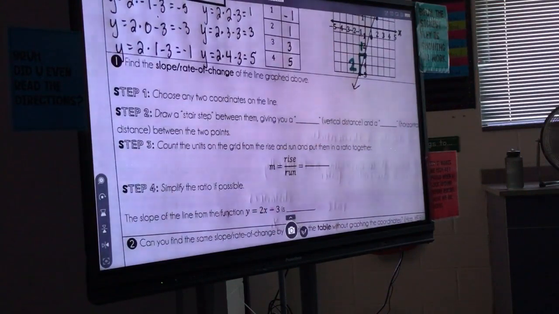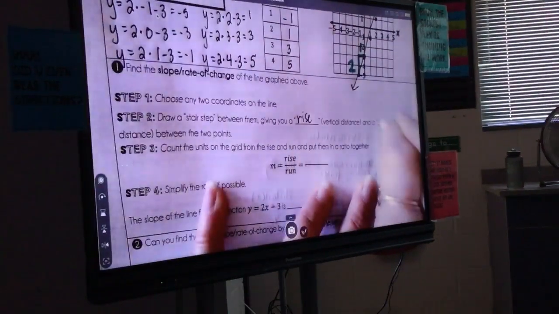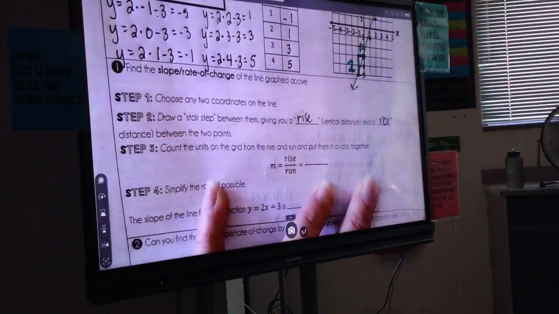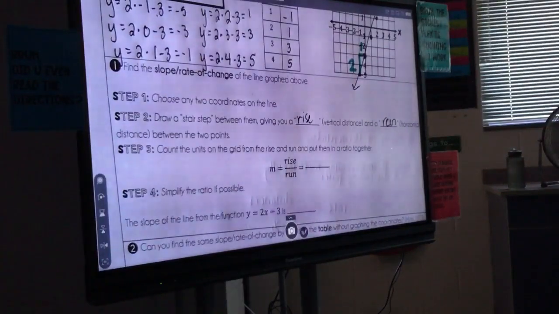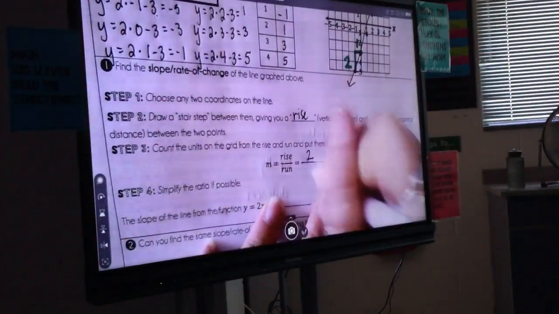And then it says draw a stair step between them, and it gives you your what over what? Your rise over your run. And then it says count the units on the grid from the rise and run and put them into the ratio. So our rise was 2, our run was 1.